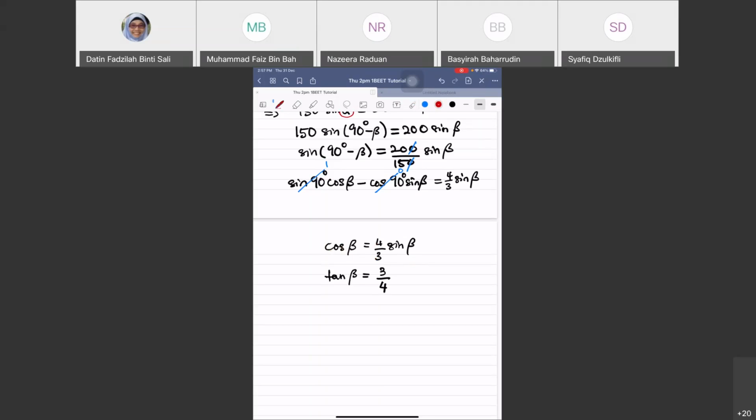Use your calculator. Find out what is tangent inverse of 3 over 4. Roughly, to 2 decimal places, 36.87 degrees. That is beta.